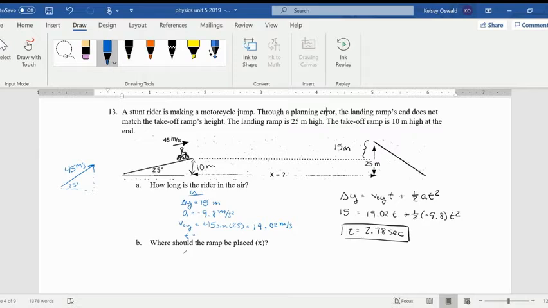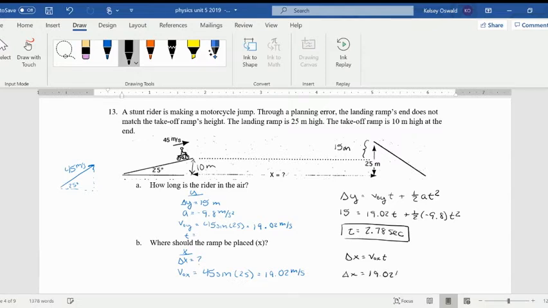So then for part B, we want to see what the horizontal position of that ramp should be. So we're trying to find the range of that rider. So here, if we want to find a range, we need to find our initial horizontal velocity. So do 45 sine 25. And we'll find initially, he's moving at a rate of 19.02 meters per second in the horizontal direction as well. Okay. So to find our range, we do our delta x equals initial velocity times time.